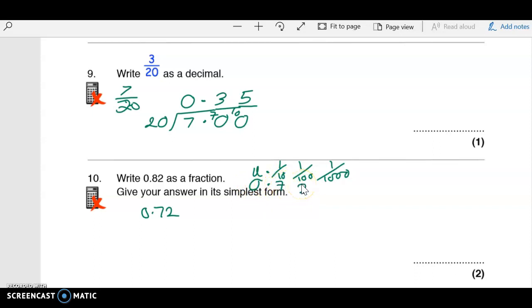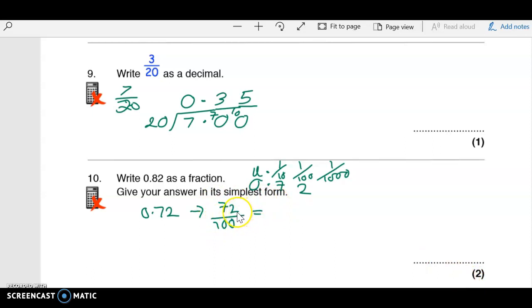Okay, so if I put 0.72 here, now I look at the last digit, which is the 2, and I look at what place it's in, and it's in the hundredths. So this is telling me I'm going to write my fraction as 72 over 100. Now it's really important that you cancel these down, particularly as this question is worth 2 marks. You'd only get 1 for going this far.